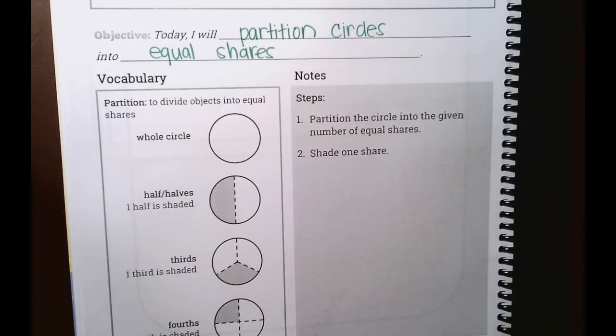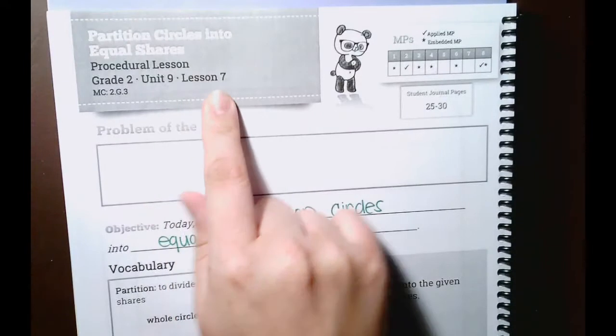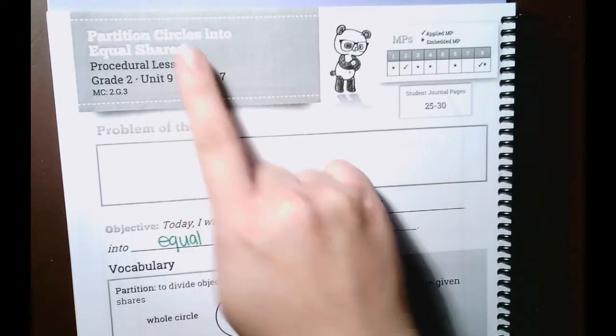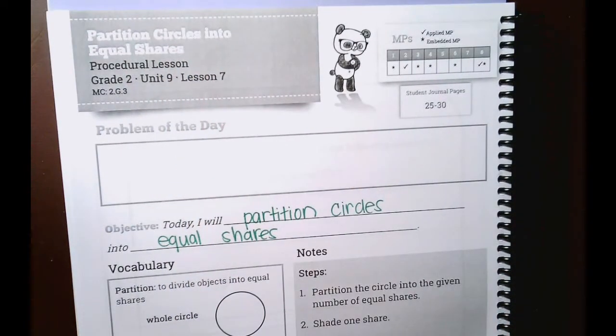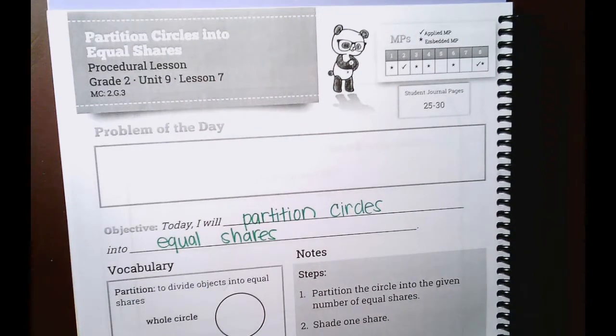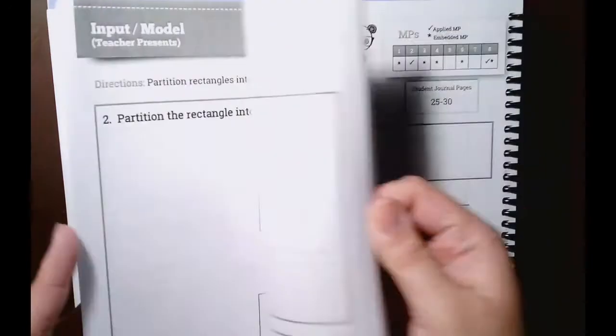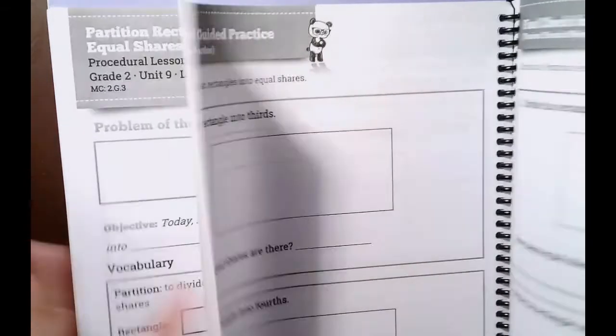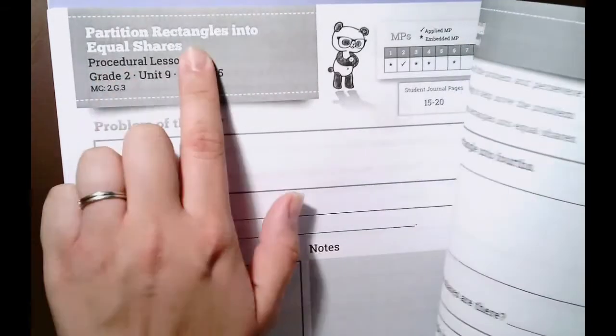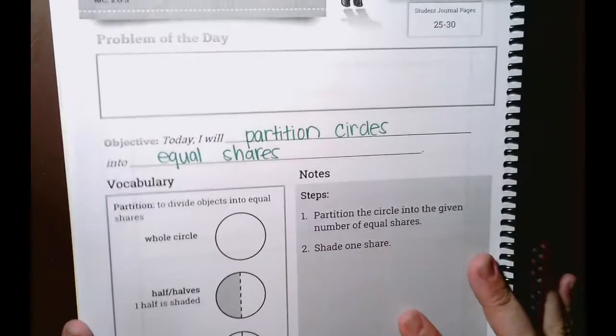All right, so for math today, we're working on Unit 9, Lesson 7, partition circles into equal shares. The last lesson that we worked on together, we worked on partitioning rectangles into equal shares. So we did Unit 9, Lesson 5 together. That was the last one. So we were doing rectangles. Today, we're going to be working with circles.